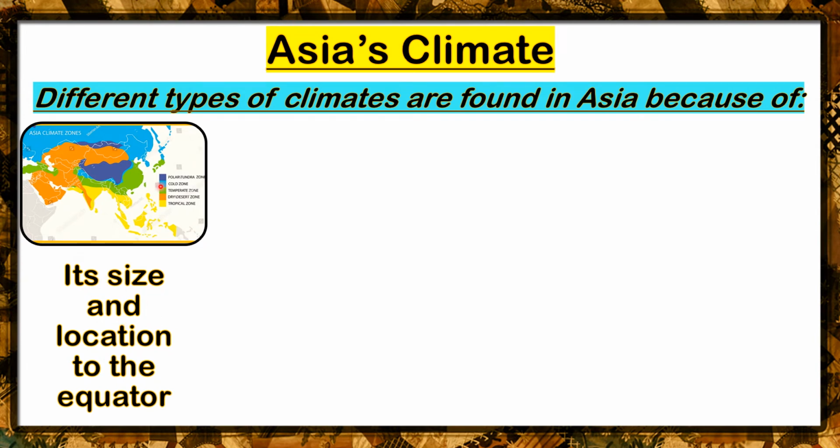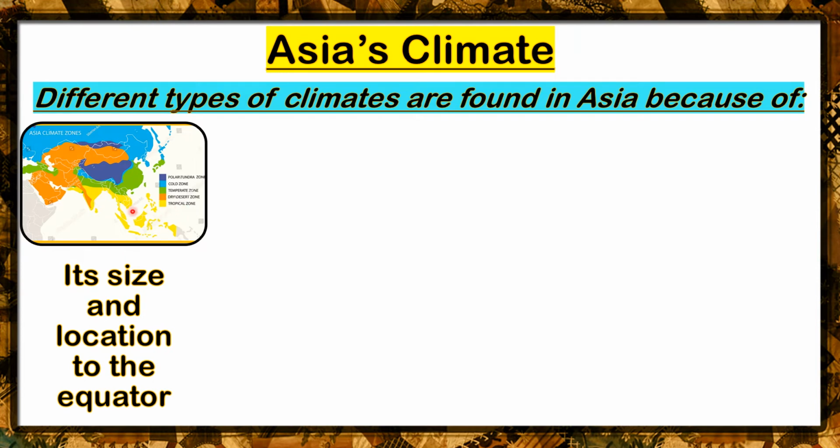So, you can see here polar tundra zone, it's the blue one. We have the cold zone, the sky blue one. Temperate zone, we have the green one. Dry or desert zone, the orange one. And tropical zone, the yellow one.